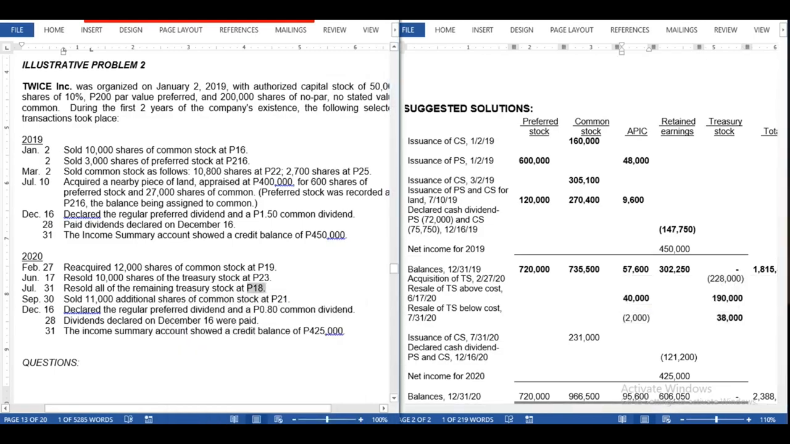The next one is the sold additional shares of 11, multiplied by 21. So it has 231. The next one is the declared dividends. So it declared dividends here: regular preference dividends and 0.80 common dividends. Regular, same as before, no changes in the preference stock. Therefore, the preference share dividends is 72,000.